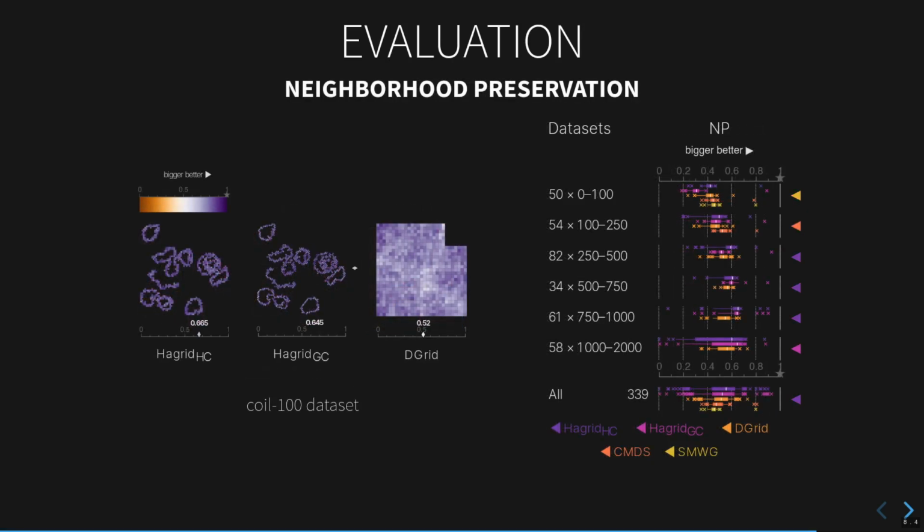SMWG has the best results for neighborhood preservation for the smallest dataset sizes. Neighborhood preservation is a very important metric for evaluating techniques for gridifying geographical areas. CMDS has the best results for the next bigger dataset sizes, and after that Hagrid has the best results. On the left, each single point of the dataset is colored by the value of the neighborhood preservation, where orange means no neighborhood preservation of the point, and purple complete neighborhood preservation at that point.